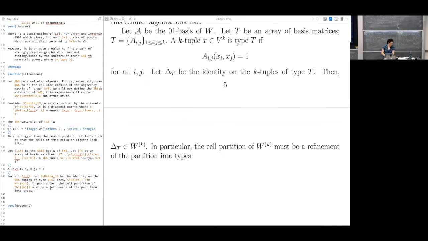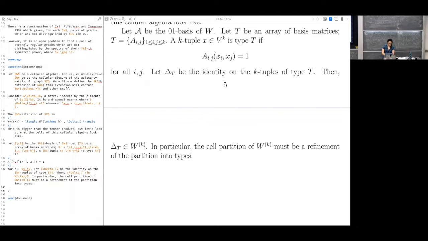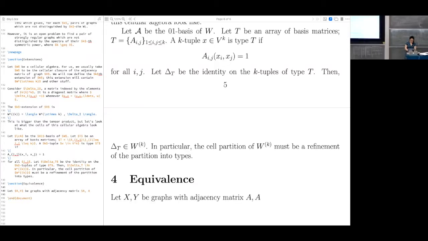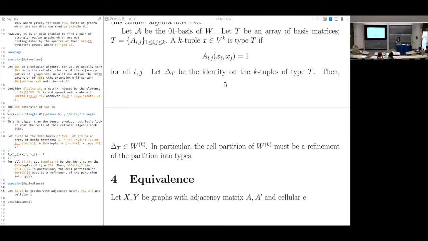Okay, so now we define these k extensions, and the next thing that we would like to define is equivalence in this relation. And this is easy. Remember, I'm now in some situation. Let X and Y be graphs with adjacency matrices A and A prime and cellular closures W and W prime respectively.